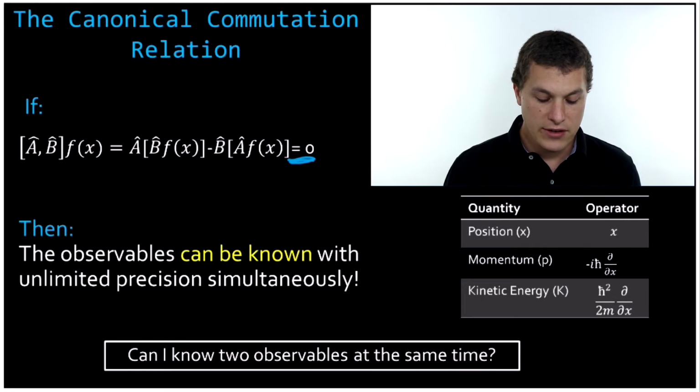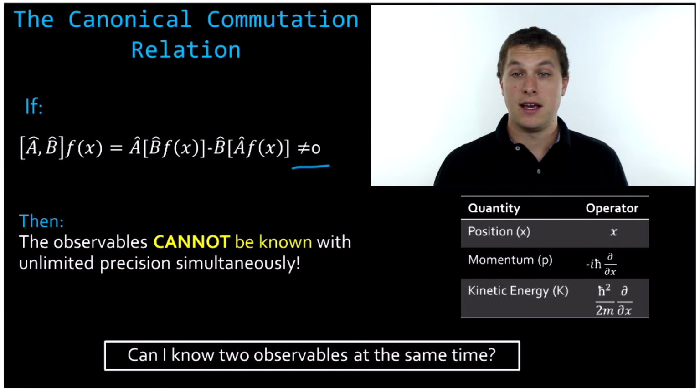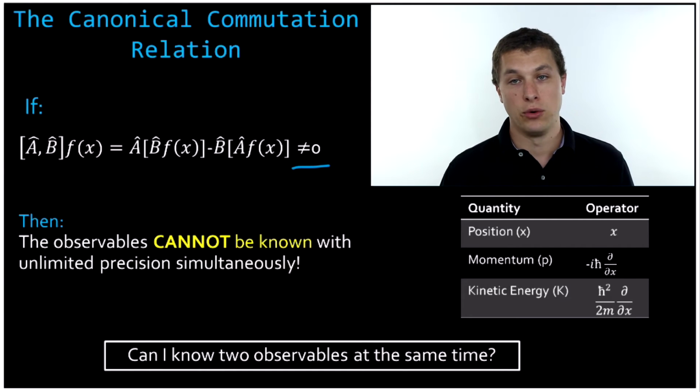On the other hand, if it's not equal to 0, if instead we get something that's not 0, it's said that those operators do not commute.